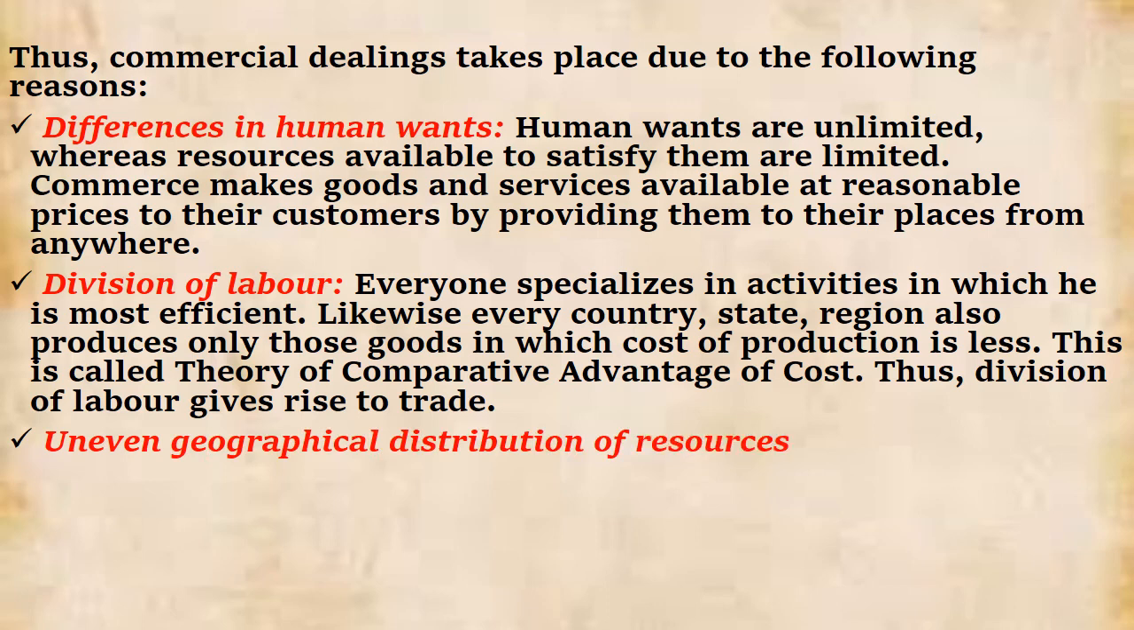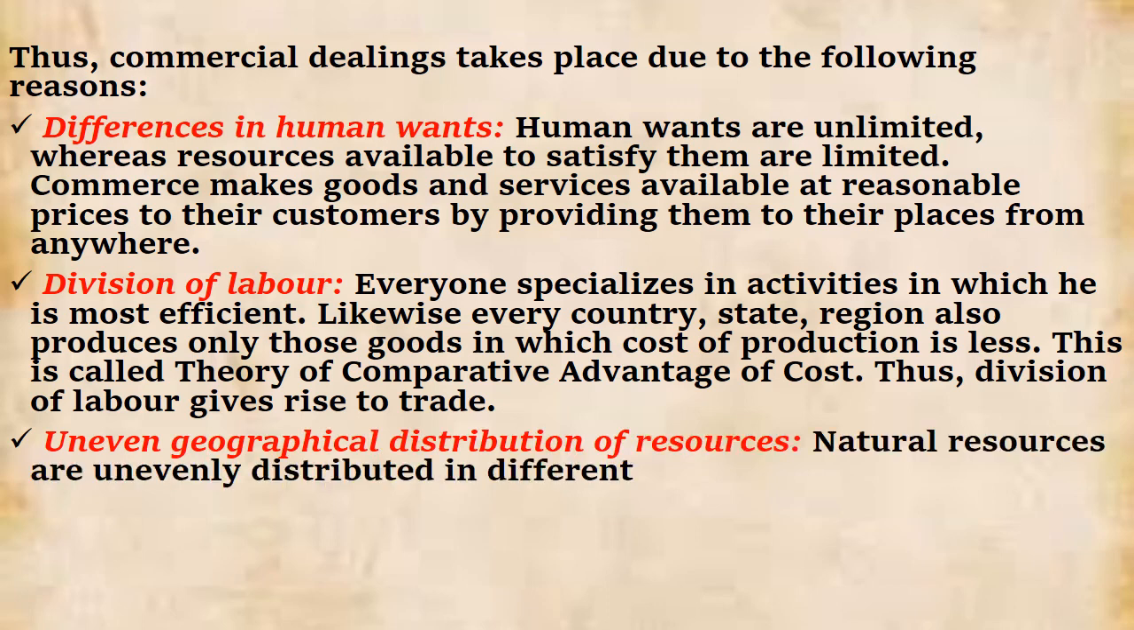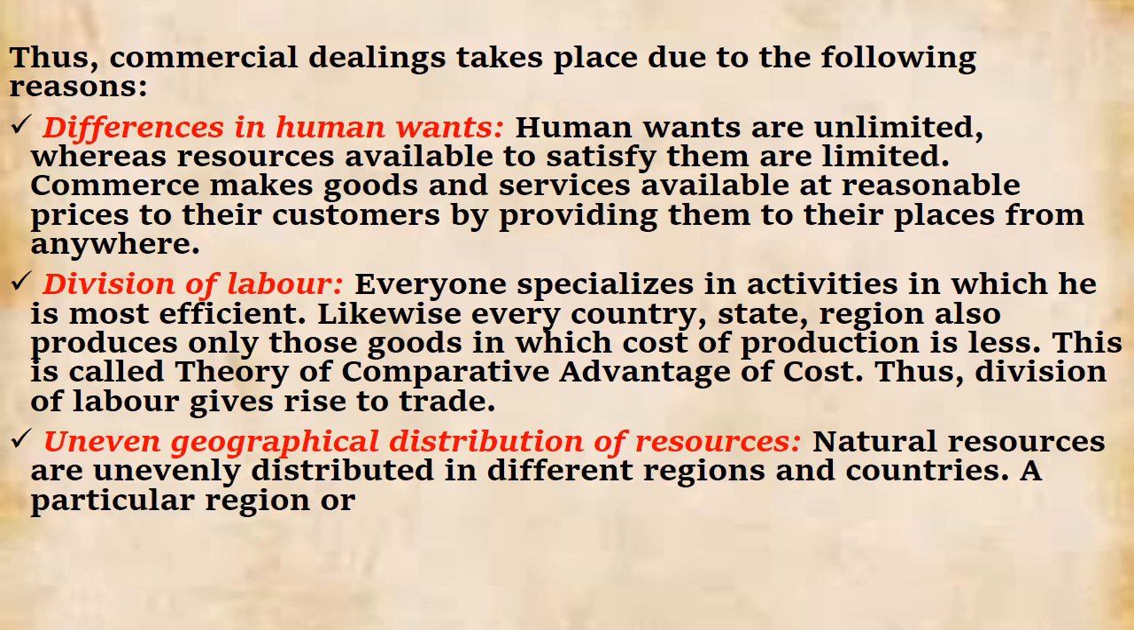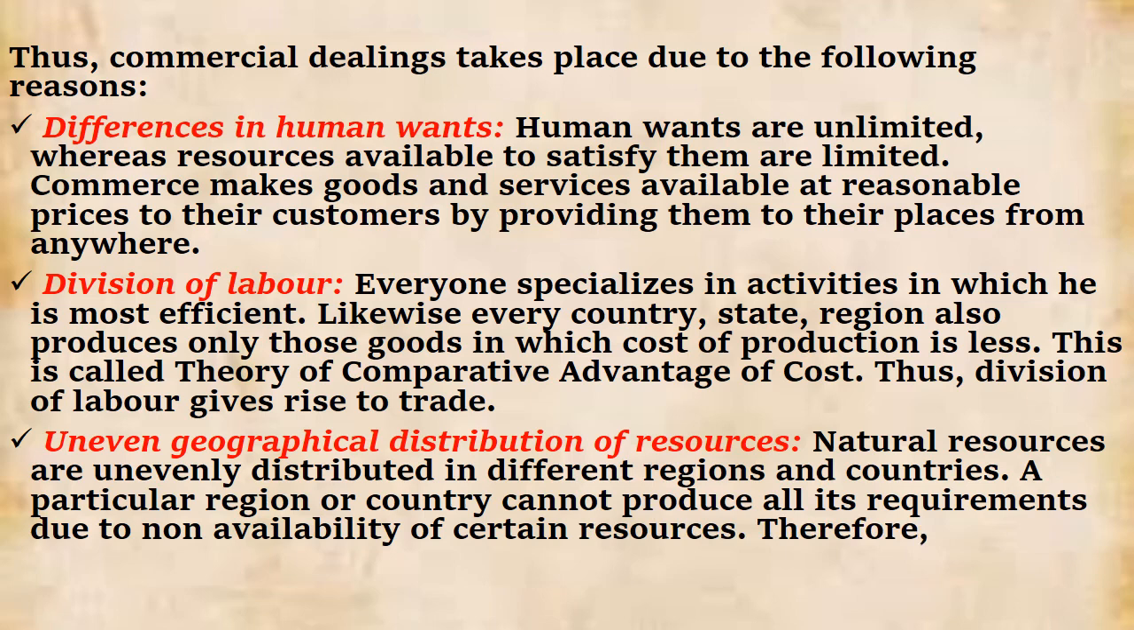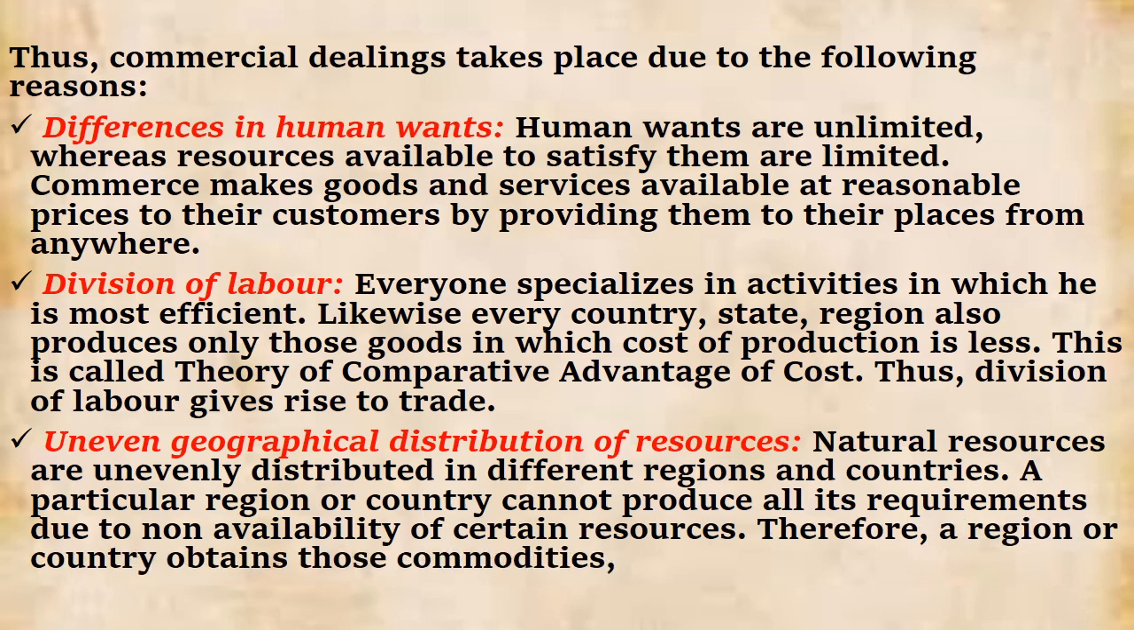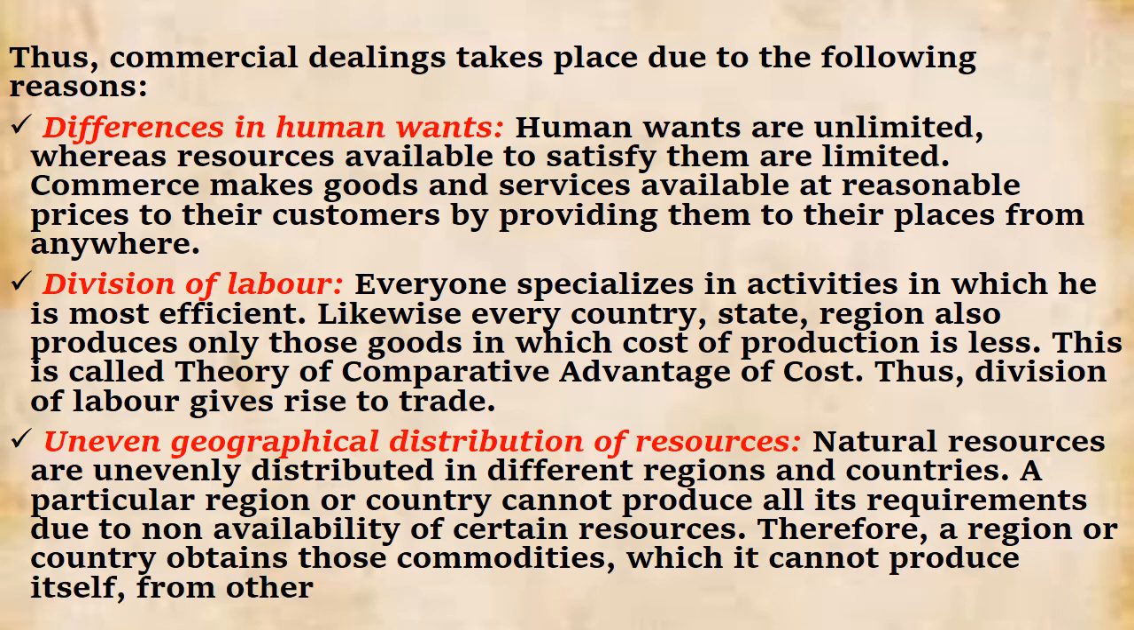Uneven geographical distribution of resources. Natural resources are unevenly distributed in different regions and countries. A particular region or country cannot produce all its requirements due to non-availability of certain resources. Therefore, a region or country obtains those commodities which it cannot produce itself from other regions or countries.